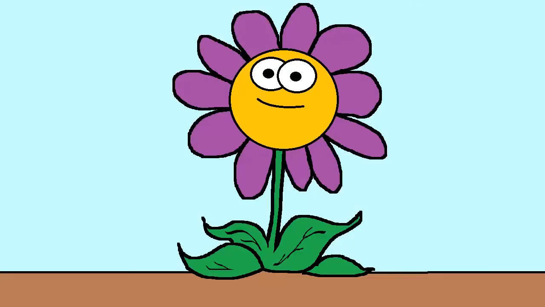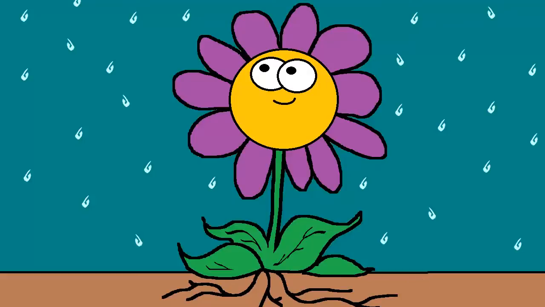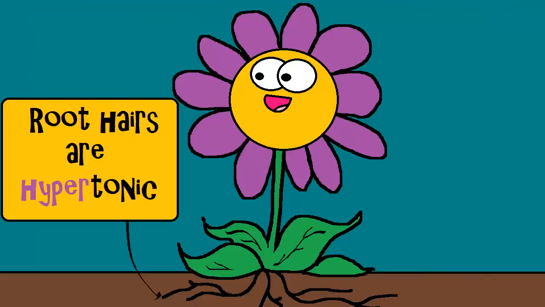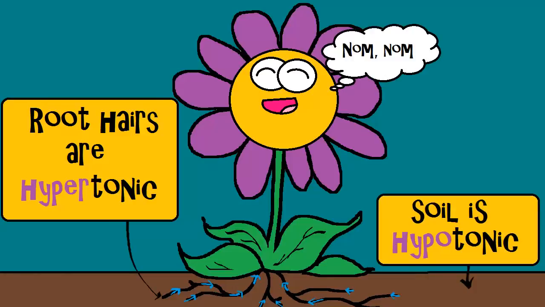You know, osmosis also explains how many kinds of plants get their water. Sure, many plants have roots, but how does the water get into the roots? When it rains, the soil becomes saturated with water. The root hair cells have a higher concentration of solutes within them than the solutes in the saturated soil. So the water travels to the area that is hypertonic, and in this case, the roots.